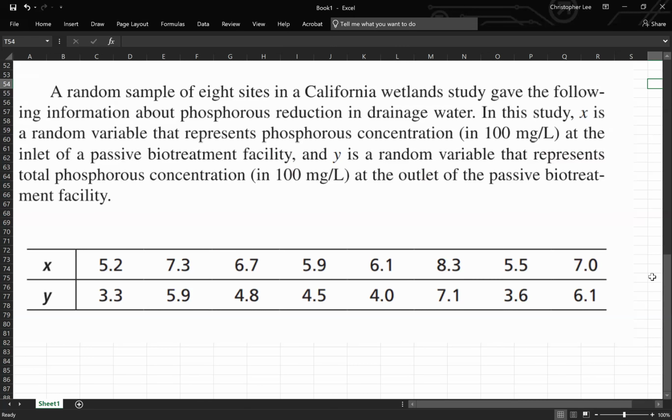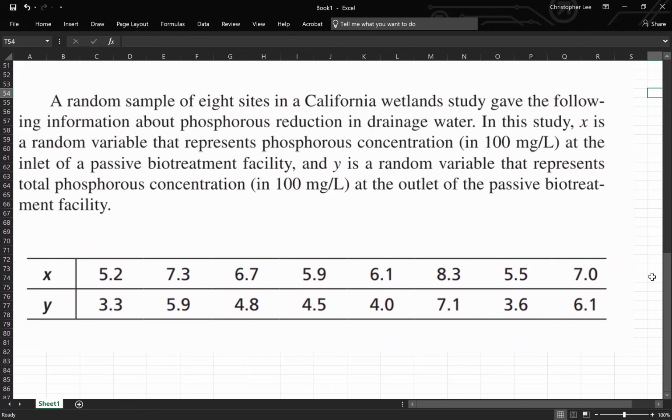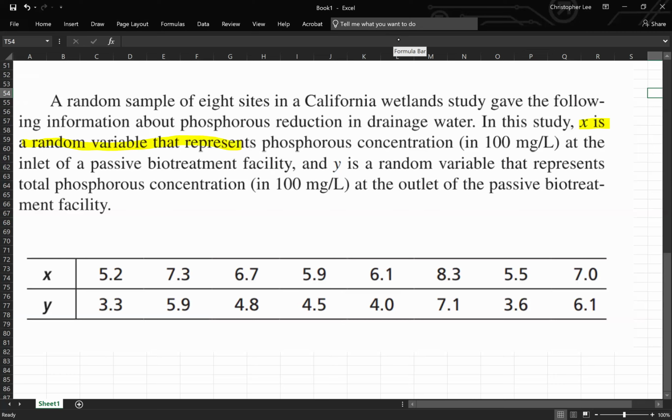All right. So here we're gonna do, what did they say X was again? So what we want to do, let's highlight this. X is a random variable that represents the phosphorus concentration at the inlet. Y is a random variable that represents the total phosphorus concentration at the outlet.